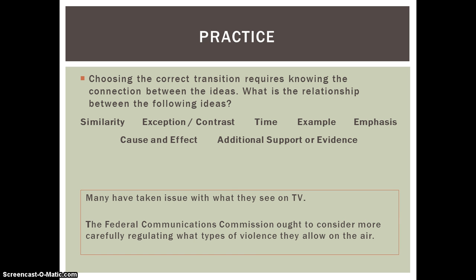The Federal Communications Commission ought to consider more carefully regulating what types of violence they allow on the air. What type of transition is this? This is a cause and effect. And one way to recognize cause and effect is you can throw a because in front of the first half. Because many people have taken issue, the FCC ought to consider more. Right? And these answers I have, they're not tried and true. They're not locked in. Some of these sentence pairs can have multiple different transition types, and that's okay.